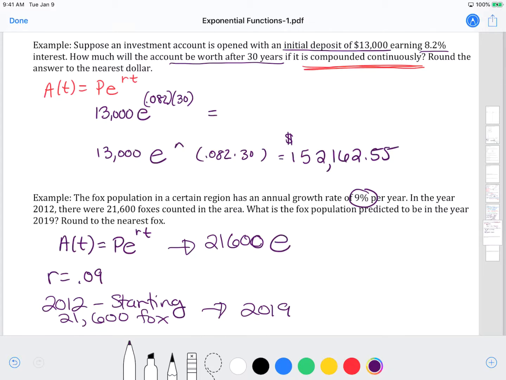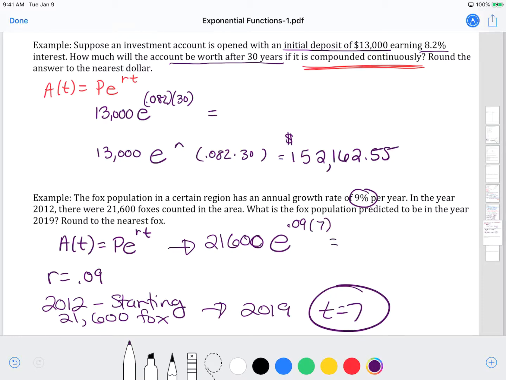Then I put in my e, and my r in the exponent is 0.09. But here's where a lot of people make a mistake. I'm not going to put in year 2019 for T. T, the amount of time, is the amount of time that has passed. So from 2012 to 2019, that is 7 years that has passed. So I'm going to plug in T is 7. So be careful not to make that mistake and plug in 2019. You want to plug in the amount of time that has passed. So you're going to put in 7.